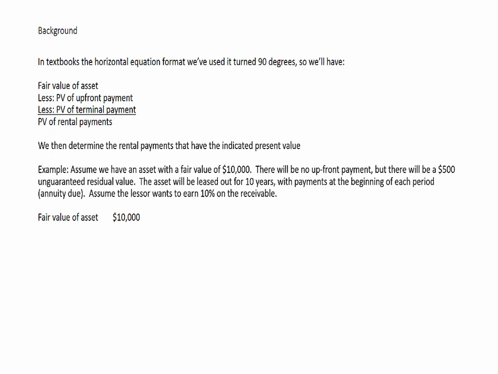We start with the fair value of the asset, $10,000. Subtract the present value of that $500 residual value, $192.77, and that gives us the present value of the rental payments, $9,807.23. Again, a 10-year, 10% annuity due means annual rental payments will be $1,450.98.